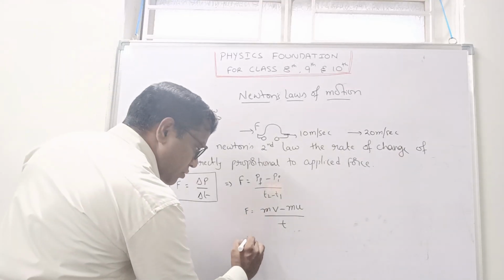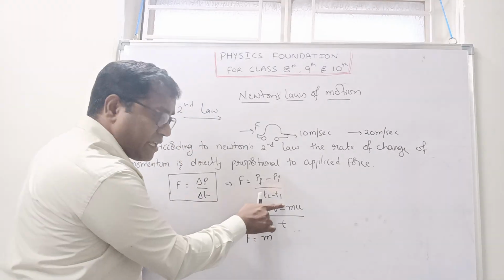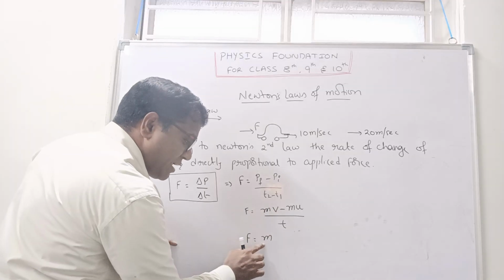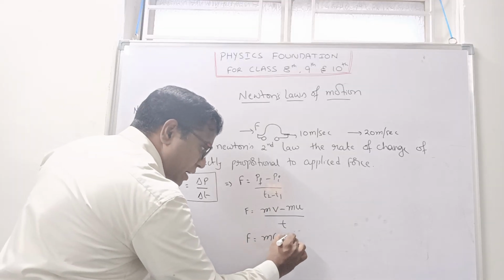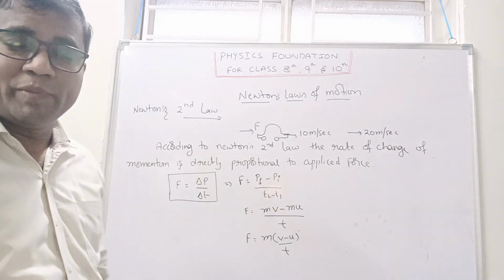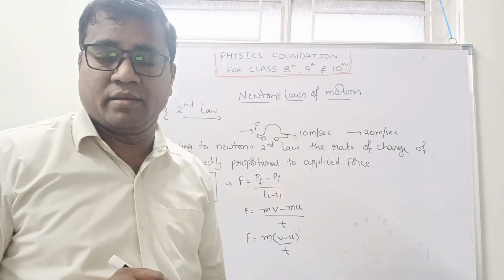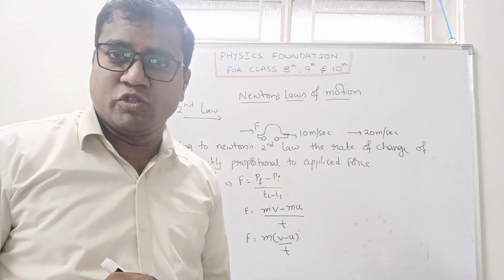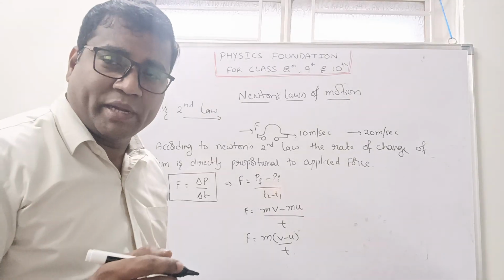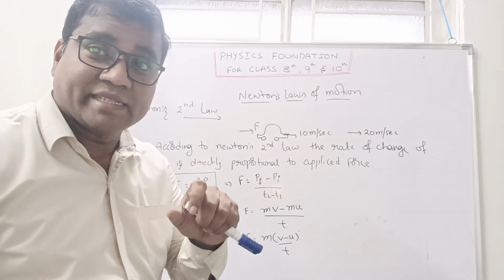So here F is equal to m. I will take m common, since m is there in both terms. If I take m common, F is equal to m into v minus u by t. Now my question: what is v minus u by t? You tell me. V minus u by t is called acceleration.